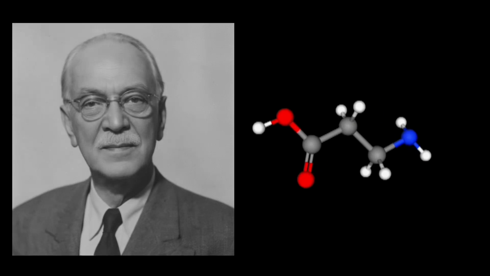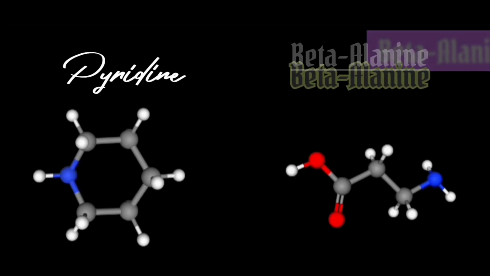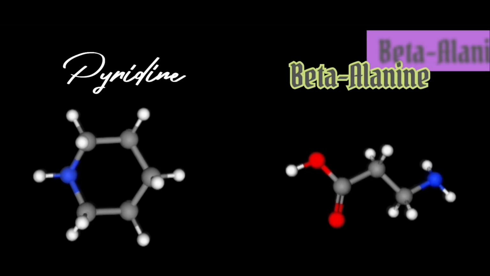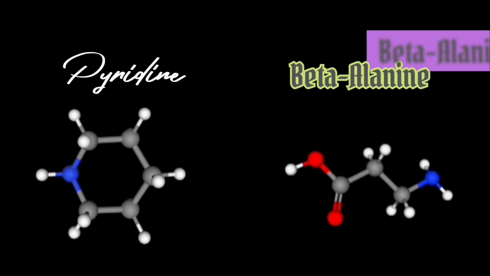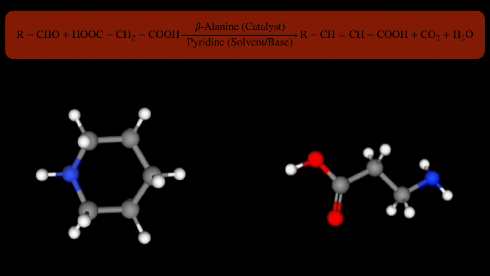Albert Verley introduced beta-alanine as an alternative for the more toxic piperidine. The beta-alanine and pyridine both act as catalysts. Pyridine is a base and a solvent, whereas beta-alanine, a primary amine, is a stronger base. The base deprotonates malonic acid to form a nucleophilic enolate carbanion intermediate.